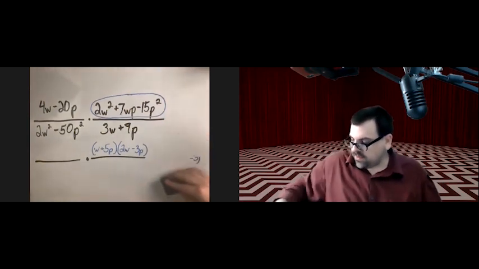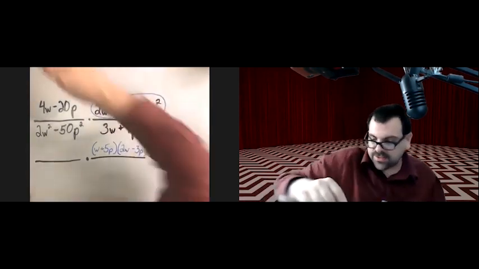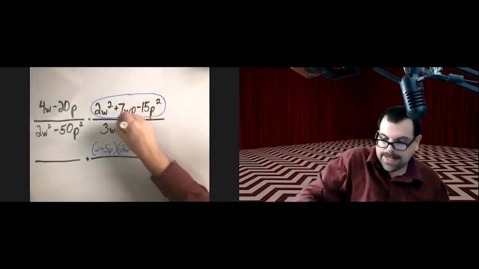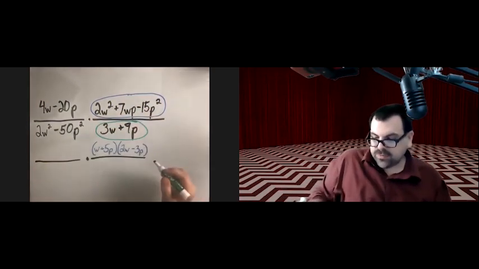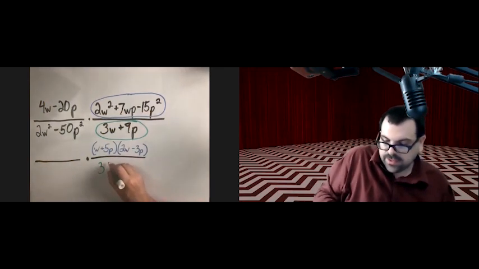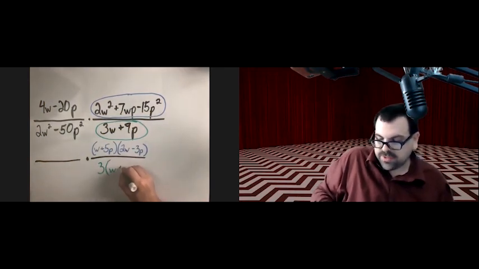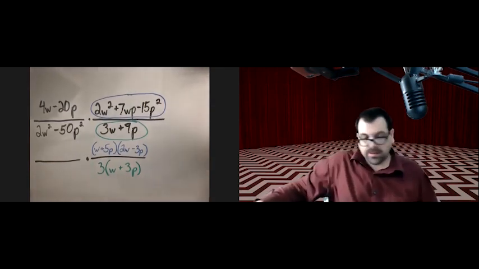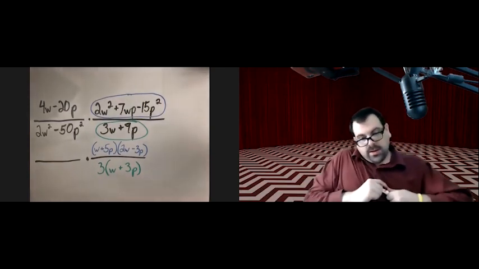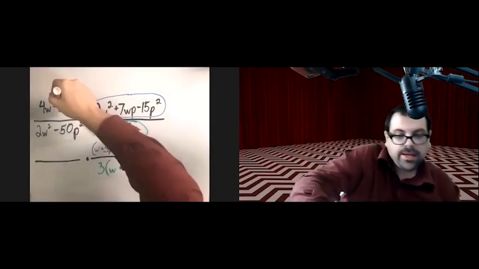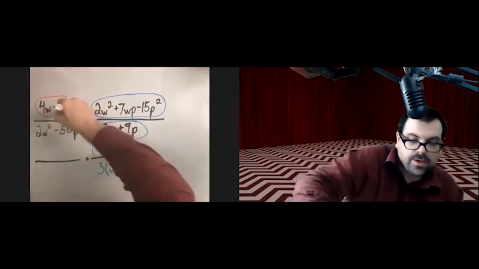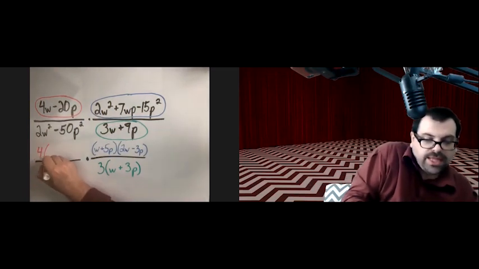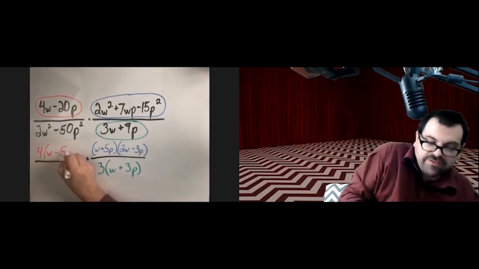Okay, after that one, the rest of these are going to be easier to factor. This one we can factor out a 3. We're left with w plus 3p. Here, we can factor out a 4. We're left with w minus 5p.